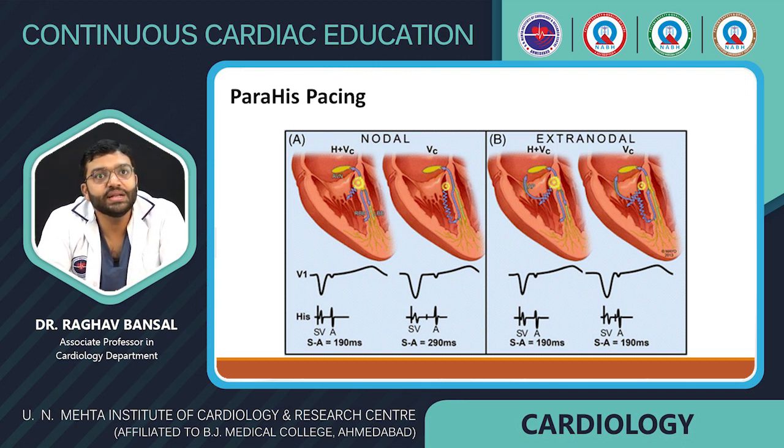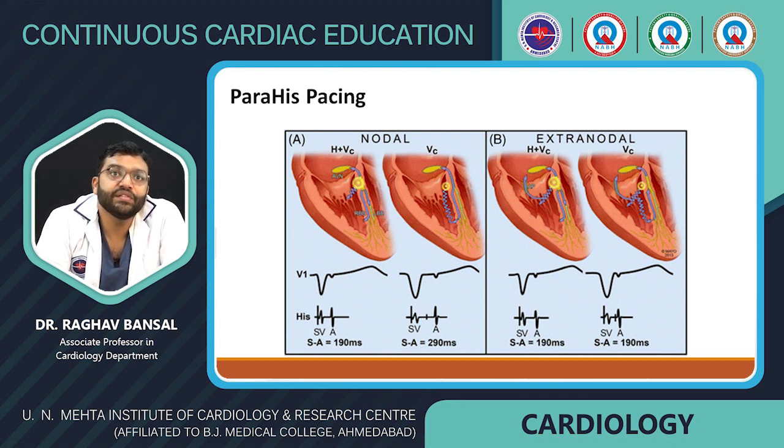Whether the His bundle is captured or not captured is judged by the width of the QRS on the surface ECG of the ventricular paced QRS. When the ventricular paced QRS is narrow, the His bundle has been captured. When the ventricular paced QRS is broad, the His bundle has not been captured.